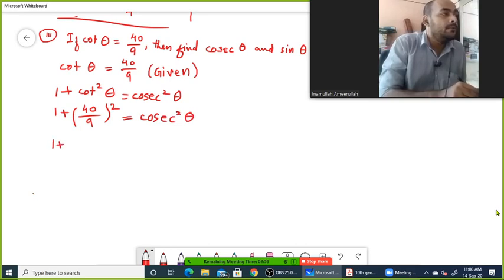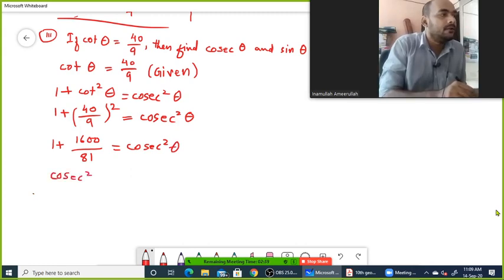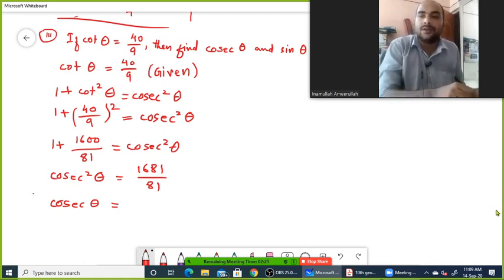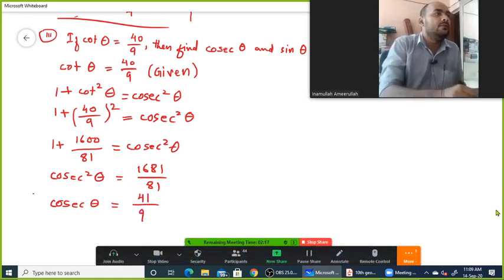Now 1 plus 1600 upon 81 is equal to cosec square theta. So cosec square theta is 1681 upon 81. So cosec theta will become, 1681 is a perfect square of 41. So here we can take 41 upon 9. So this is the value of cosec theta.